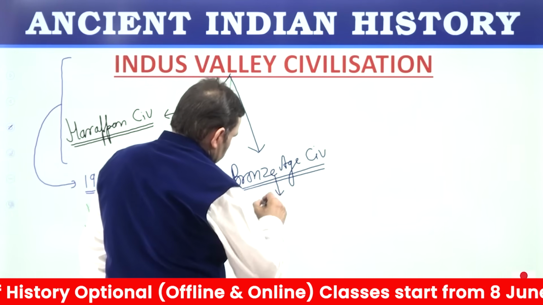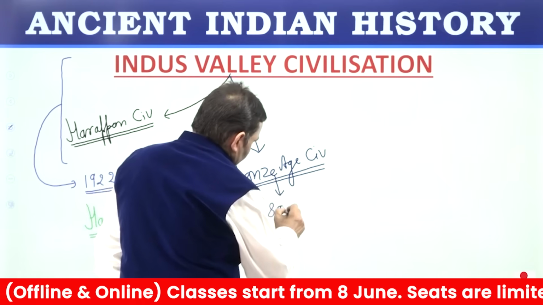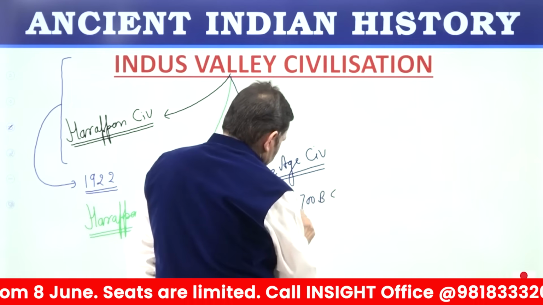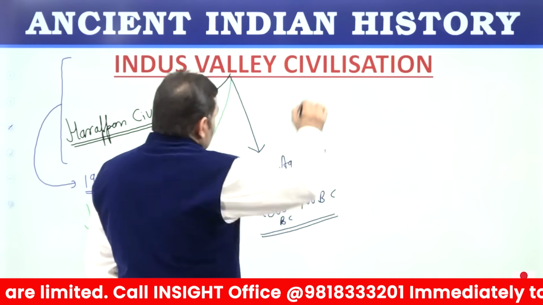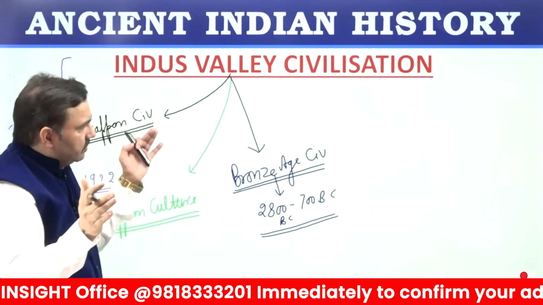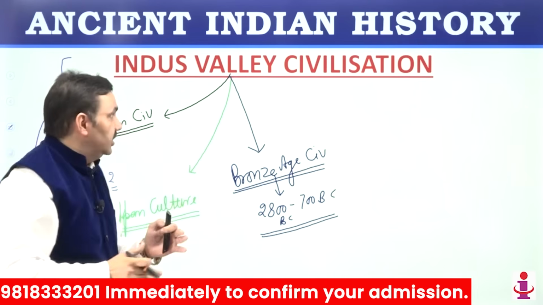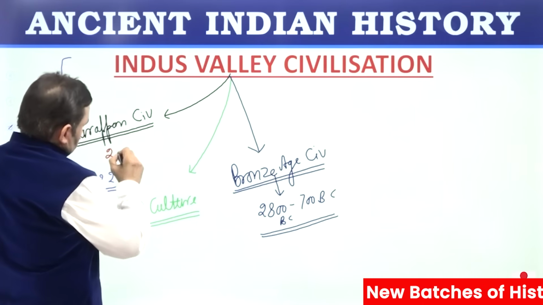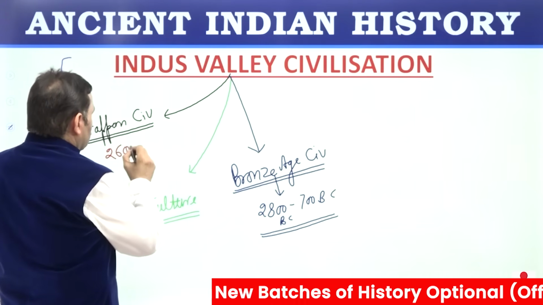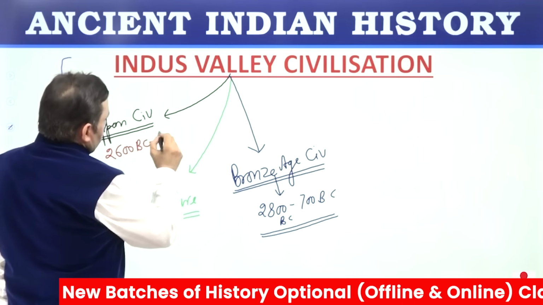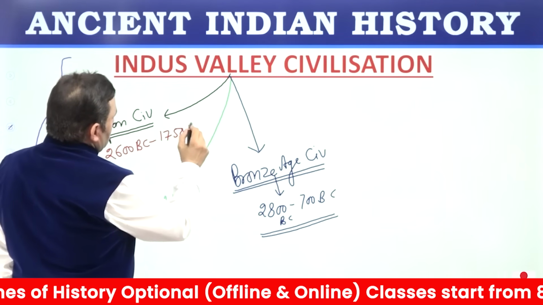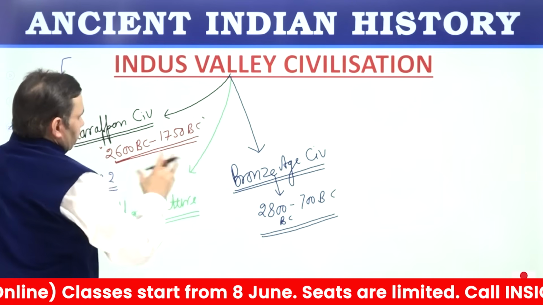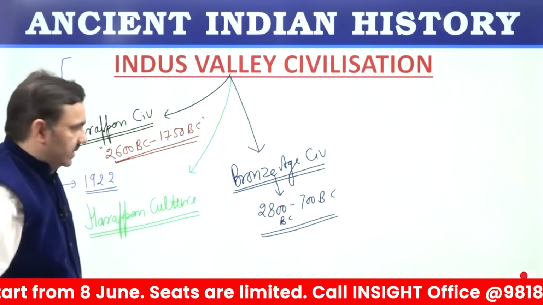So Bronze Age, time period, same as Chalcolithic, 2800 BC to 700 BC. This was the Bronze Age, and within this Bronze Age, there was a phase of Harappan civilization or Indus Valley civilization. Harappan civilization was from 2600 BC to 1750 BC. This is the most acceptable date of Harappan civilization. We'll see in detail when we come to the advanced level of classes.